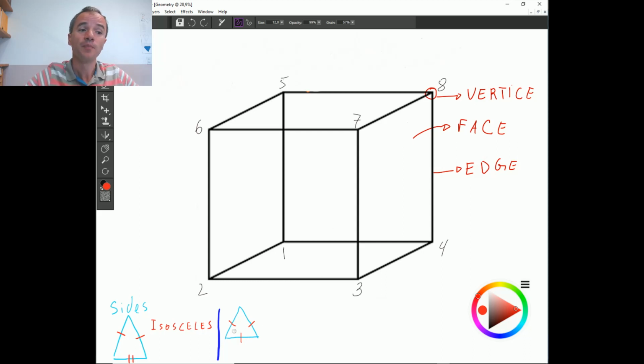So when all the sides are the same, we are going to say this is an equilateral triangle. All the sides are the same.